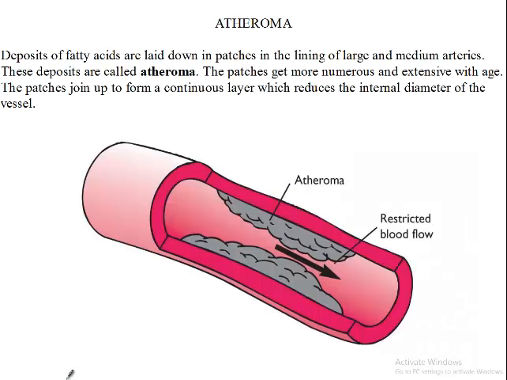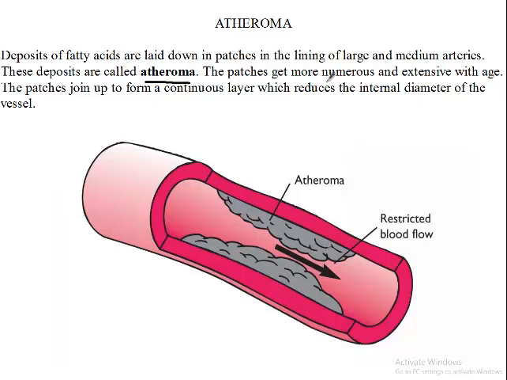Today, we're going on to a disease that affects the heart, the coronary heart disease. So, what is it? Now, deposits of fatty acids are laid down in patches in the lining of large and medium arteries. Now, we know that these arteries are responsible for the carrying of oxygenated blood. These deposits are called the atheromas.